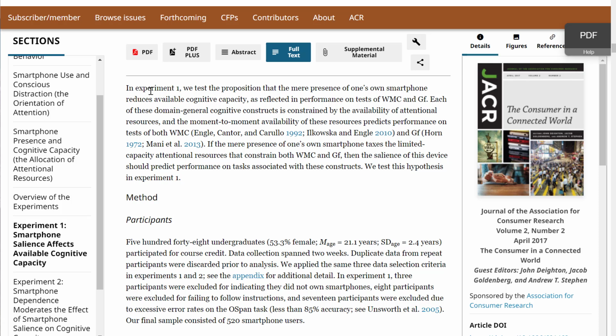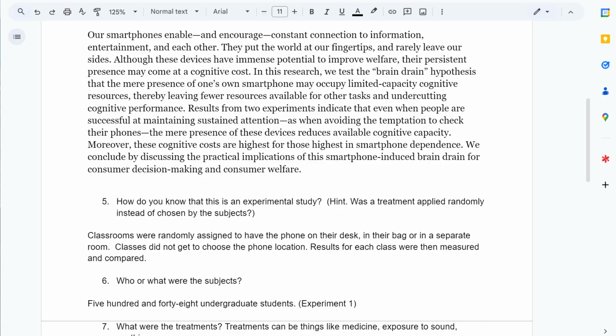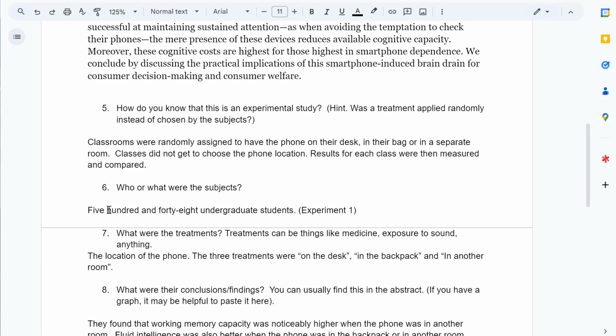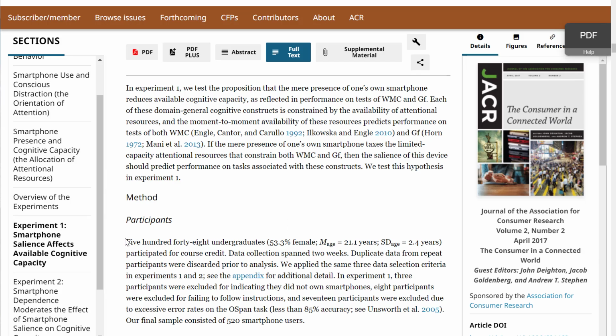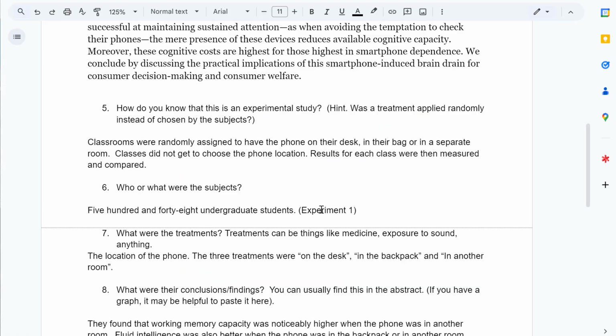You can see in experiment 1, we test the proposition that the mere presence of one's own smartphone reduces available cognitive capacity. And then they talk about the tests they use. So who are the participants? Let's look at the questions we have here. I'll ask that later, so you might skip to question 6 first if that's easier. Looking here, you can see there are 548 undergraduates, that's for experiment 1. I'm not going to have to do anything about experiment 2. I just need 1 experiment.